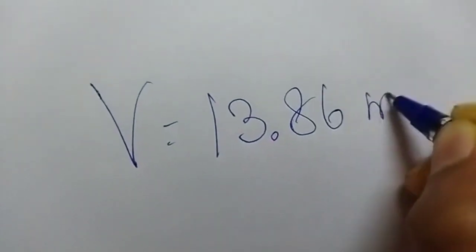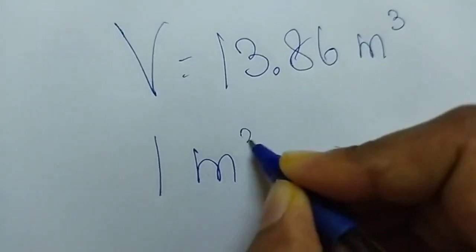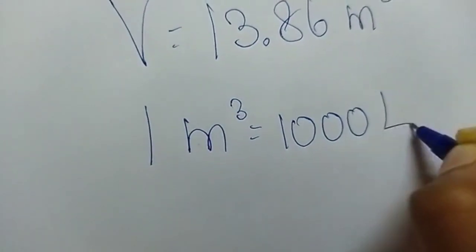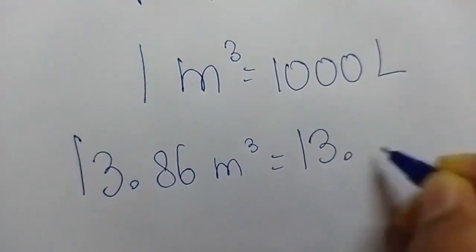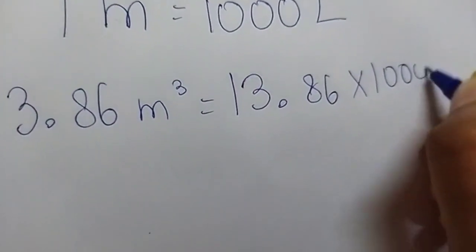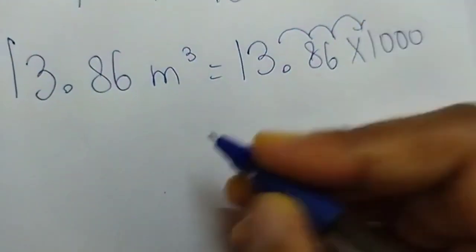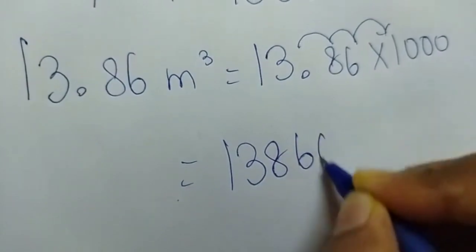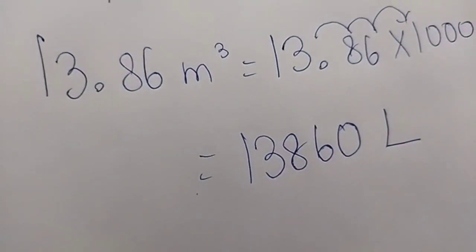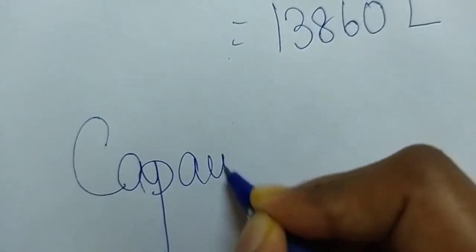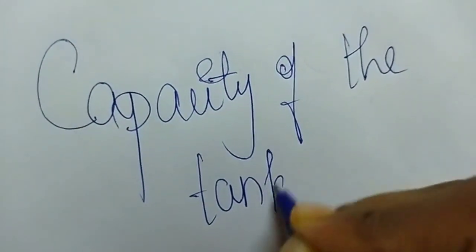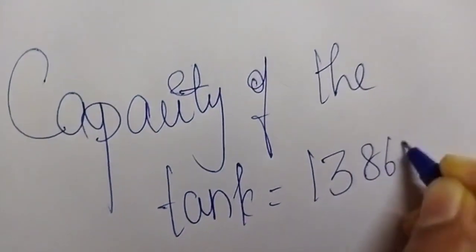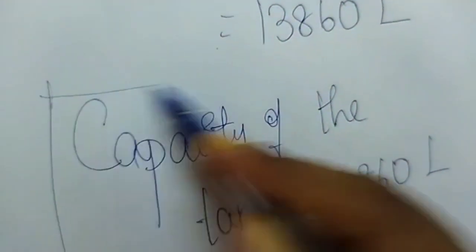So volume is equal to 13.86 meter cube. We know that 1 meter cube is equal to 1000 liters. Then 13.86 meter cube is equal to 13.86 into 1000. So the decimal point moves 3 places, which means 13860 liters. So what is the capacity of the tank? This is a very important relation. Write this one. So capacity of tank is equal to 13860 liters, which is the required answer.